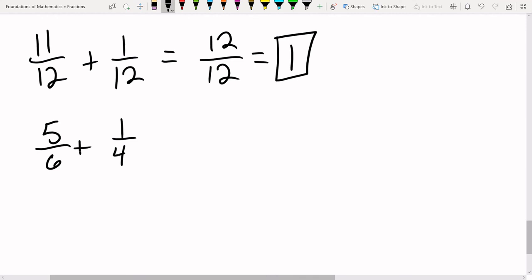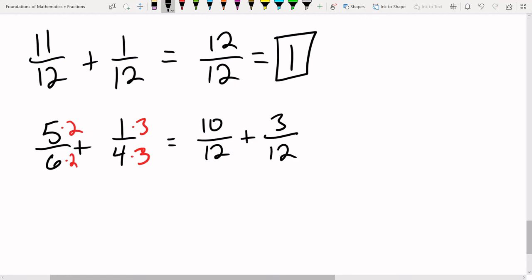What is the least common denominator? What can both 6 and 4 go into? If you know your multiples, both 6 and 4 can go into 12. So we're going to do 6 times 2 and 4 times 3. 5 times 2 is 10, 6 times 2 is 12, 1 times 3 is 3, 4 times 3 is 12. Now 10 twelfths plus 3 twelfths, that must be 13 twelfths. And I'll leave it as an improper fraction.